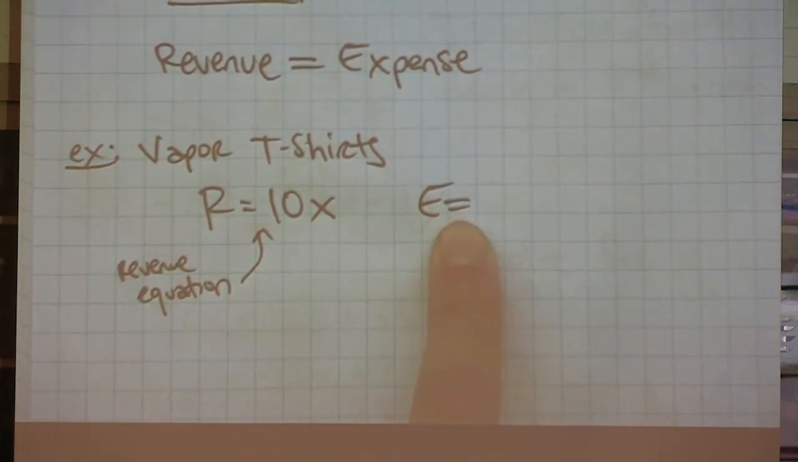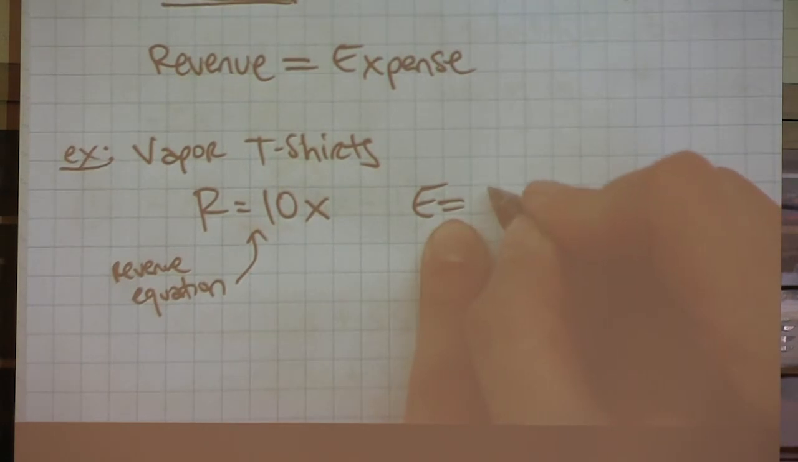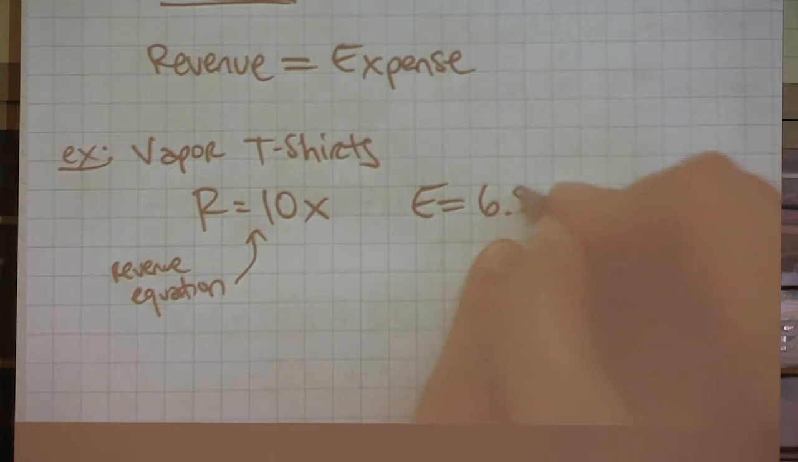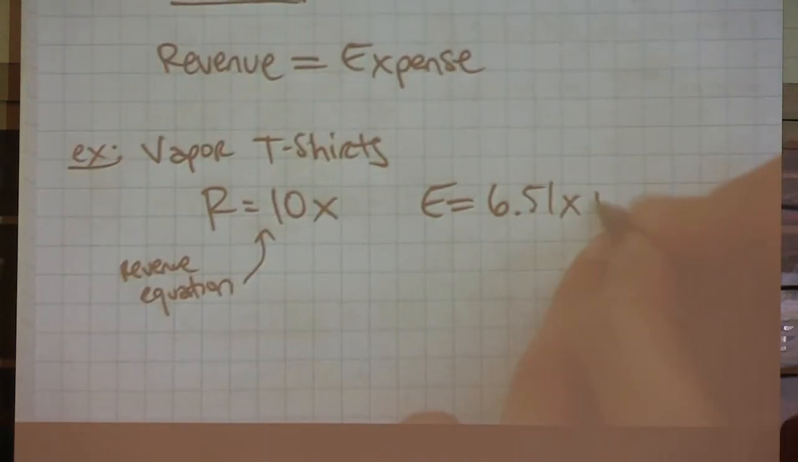How much did that press cost us? $1,392. Anyone know off the top of their head how much a shirt costs us? I don't know, roughly. 6.41. I was close. I said 7. 6.41 or 6.51? 6.51x. Roughly 7.